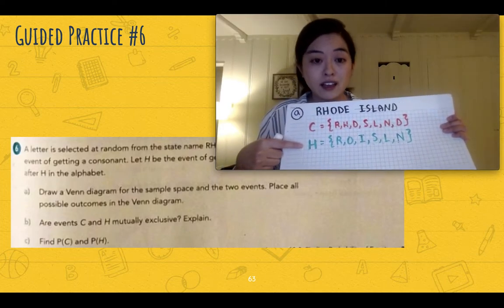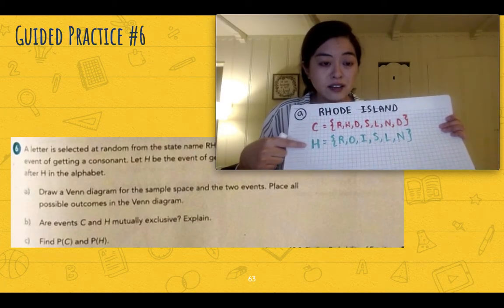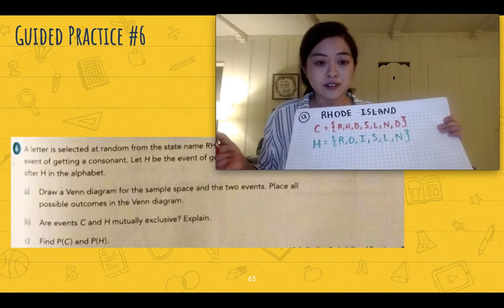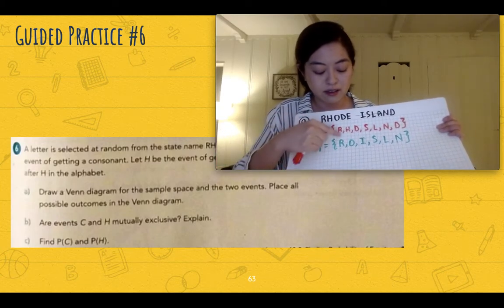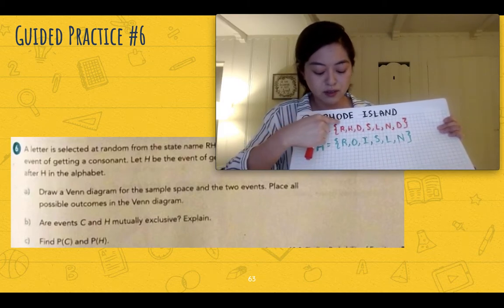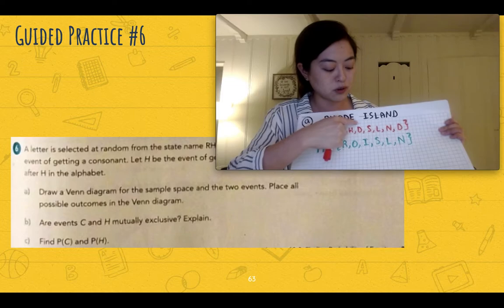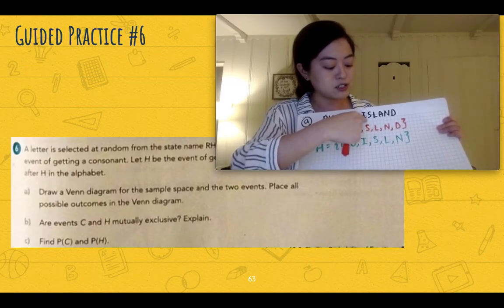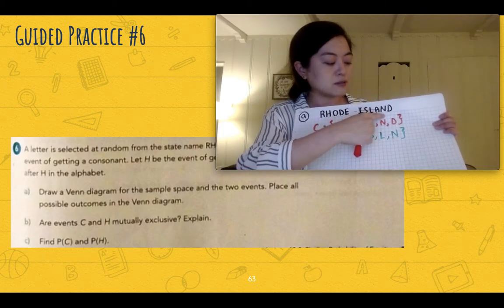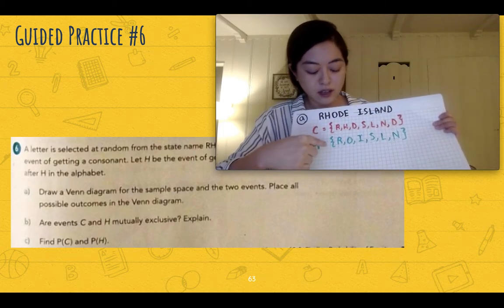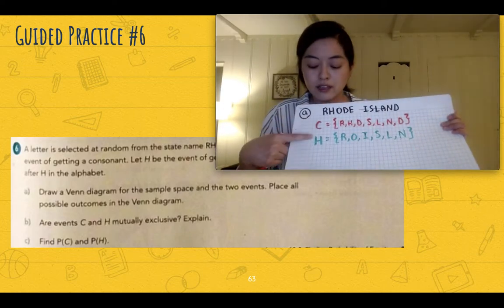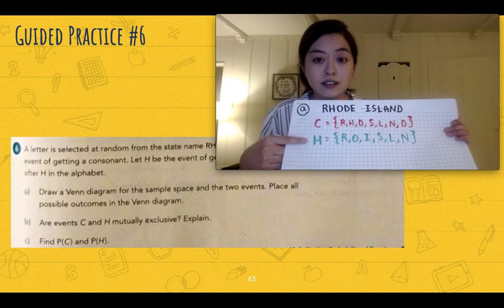Now, my event H is the event of getting a letter after the letter H in the alphabet, okay? So R comes after H, yes. O comes after H, no. I comes after H, no. S comes after H, yes. L comes after H, yes. N comes after H, yes, okay? So it's R, S, L, N. Those are my outcomes for event H.